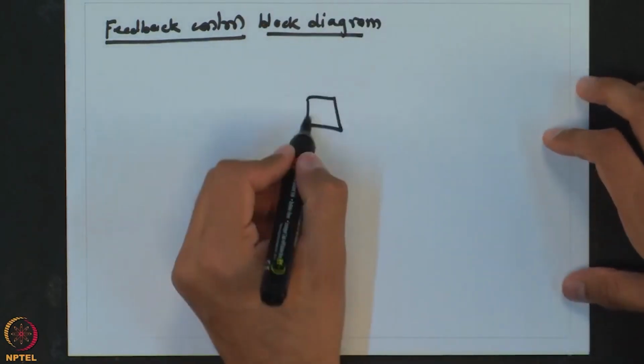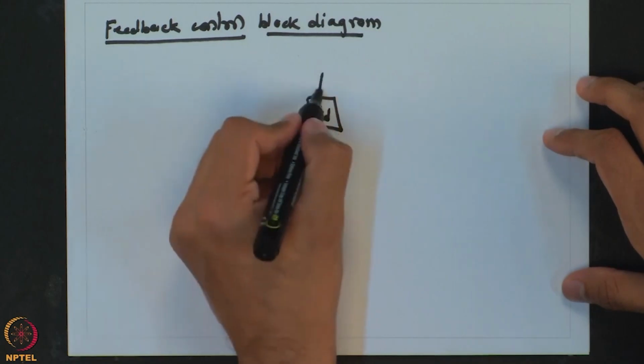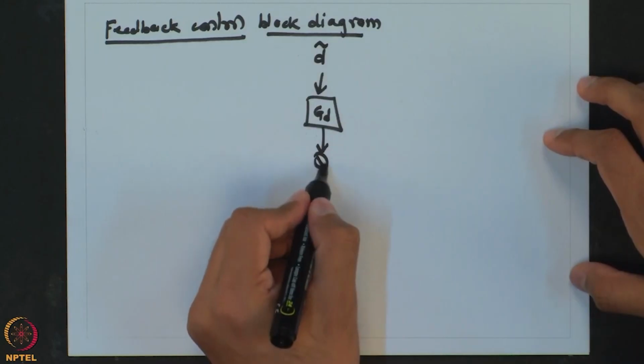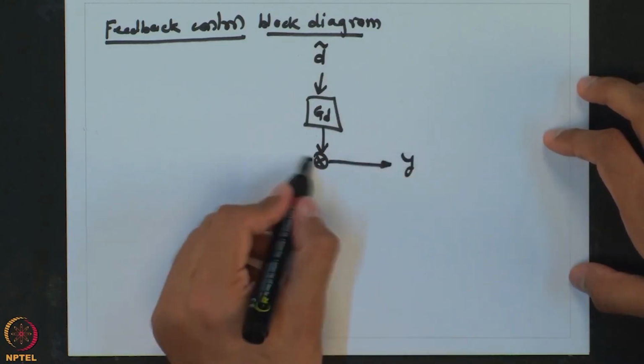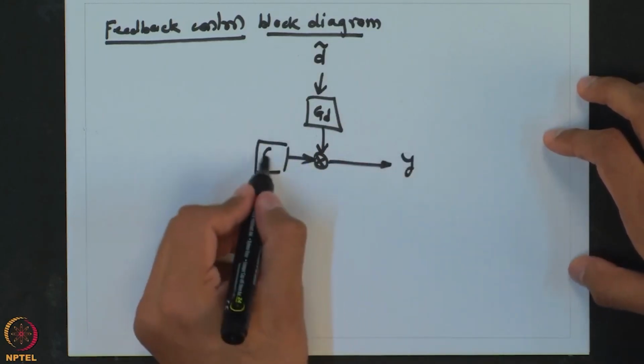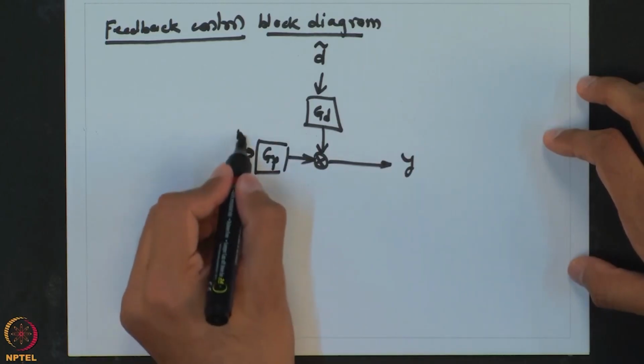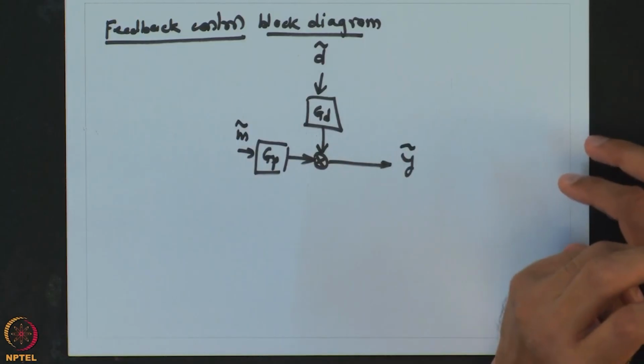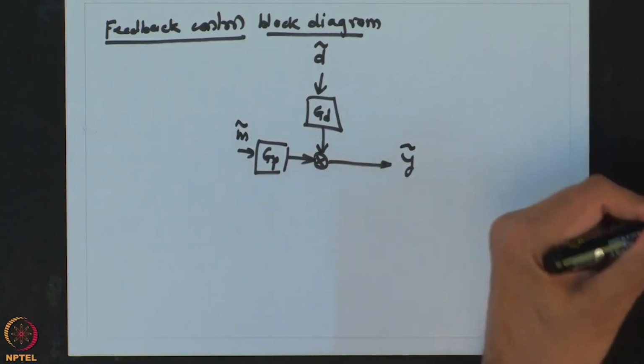So, our basic process remains the same. You have a transfer function Gd between disturbance and output, and we have one more transfer function Gp between the manipulated variable and the output. Now, on top of that we will have the control system.